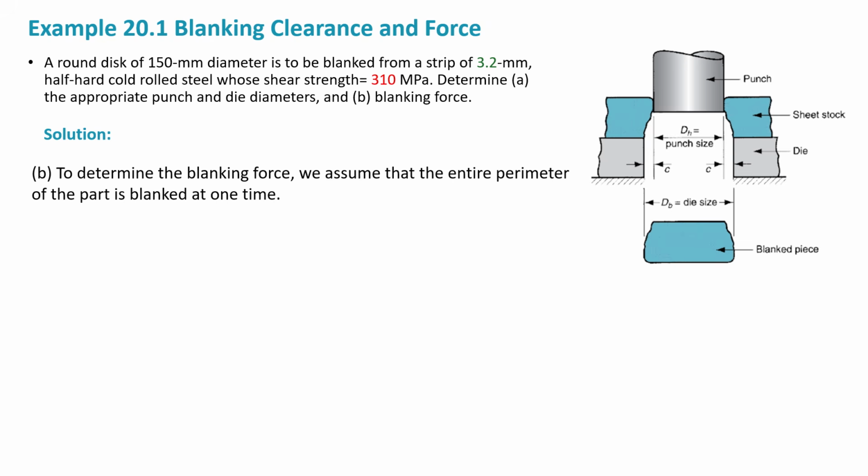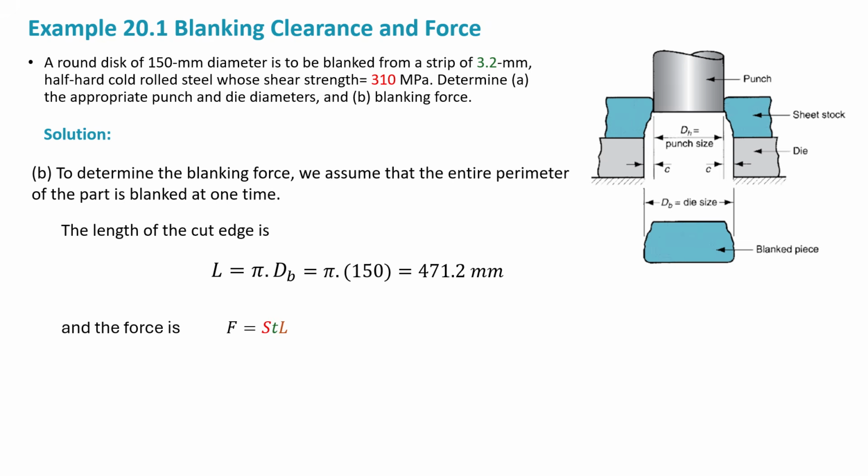For part B, we need to find the force required to do the work. We have been given the value for the shear strength, and the value for T, the thickness. We just need to find the value for L to get the force. The perimeter of the circle is equal to pi multiplied by the diameter, which is 471.2 millimeters. Applying that to the equation of the force, we get that the force required is equal to 467,469 Newtons in total.